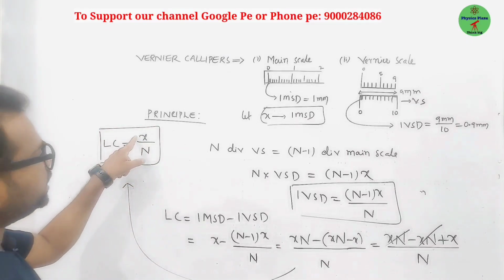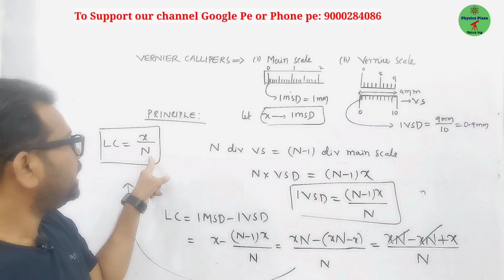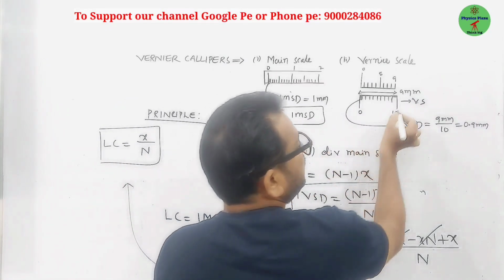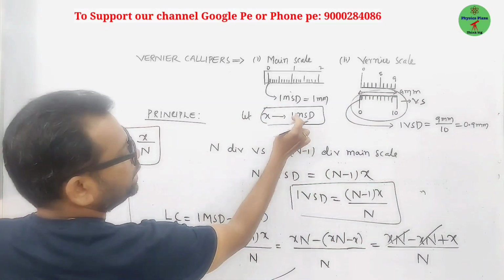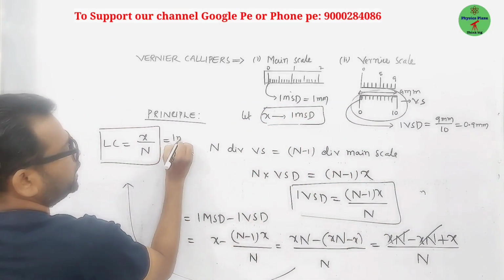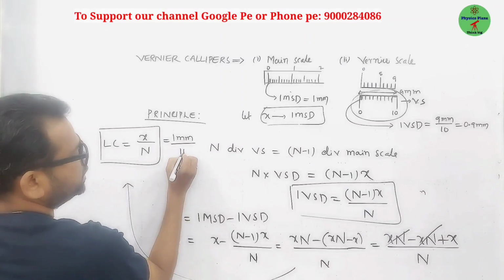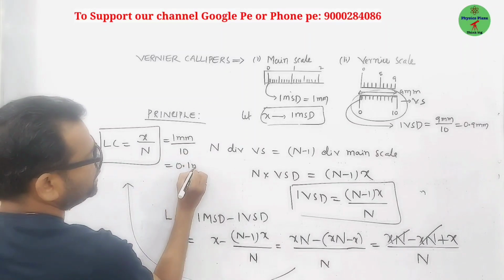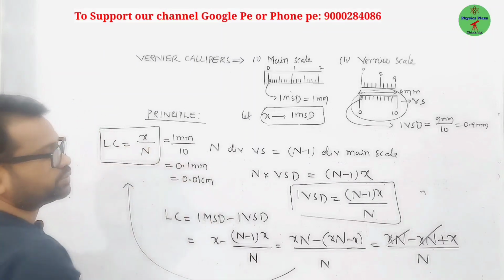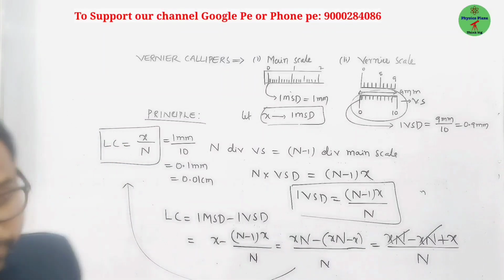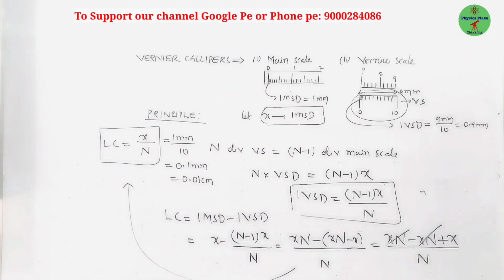What is x here, children? 1 MSD. What is n? The number of vernier scale divisions. So x is equal to 1 MSD, which is 1 mm, divided by the number of vernier scale divisions, 10. We also get 0.1 mm, or 0.01 centimeters. Is the point clear? So this is all about the vernier calipers and its principle, and how to calculate the vernier constant and the least count.